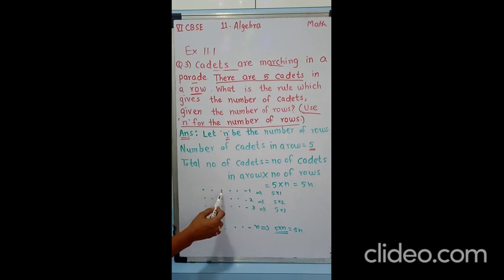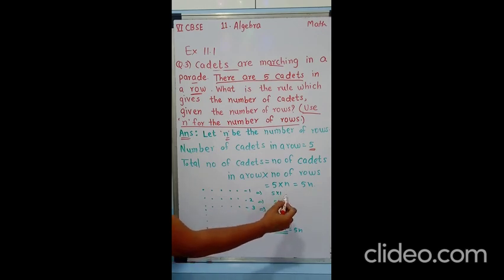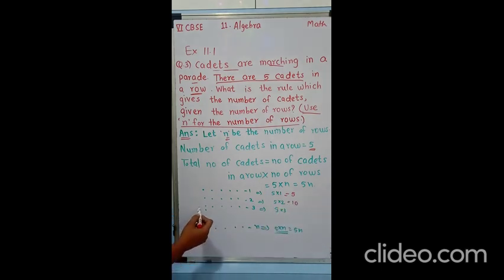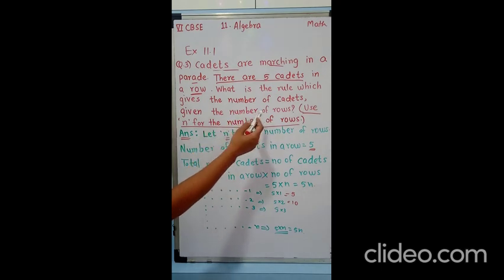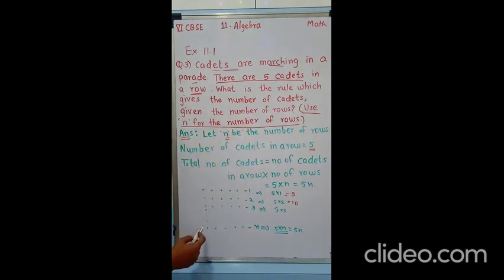1, 2, 3, 4, 5 cadets in the first row. Then again 5 cadets in the second row. So likewise, 5 into 1 is what? 5. 5 into 2 is 10. There are again 5 cadets in the third row. 5 into 3 is 15. The question is how many cadets are there in n number of rows? So suppose there are n number of rows. So it will be what? 5 into n. That is 5n.